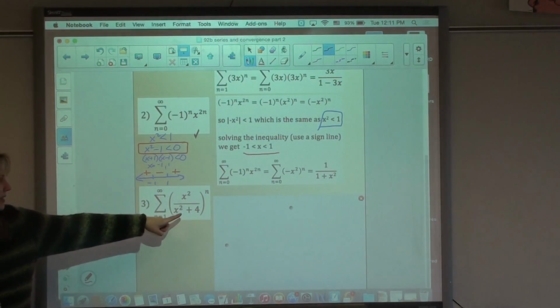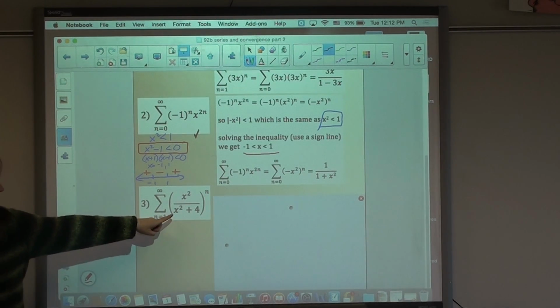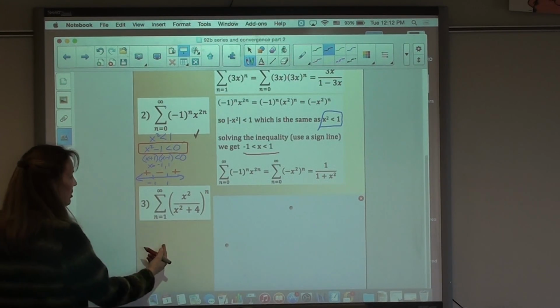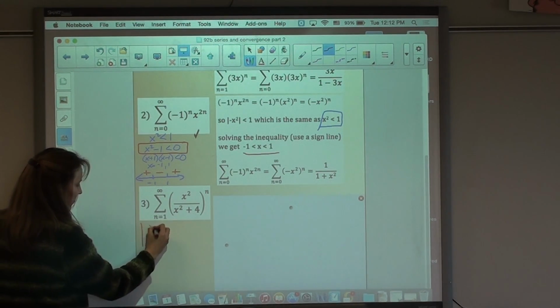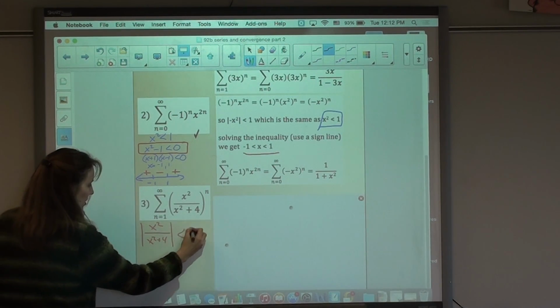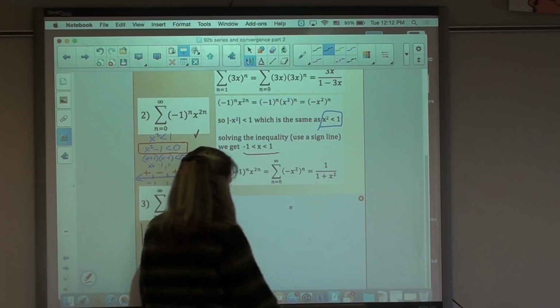This one is fun and tricky all in one. So you have x squared over x squared plus 4. If you were to do this with an absolute value, x squared over x squared plus 4, is it ever negative? No, because you have an x squared, and if you have an x squared plus 4, right? So it's never negative.